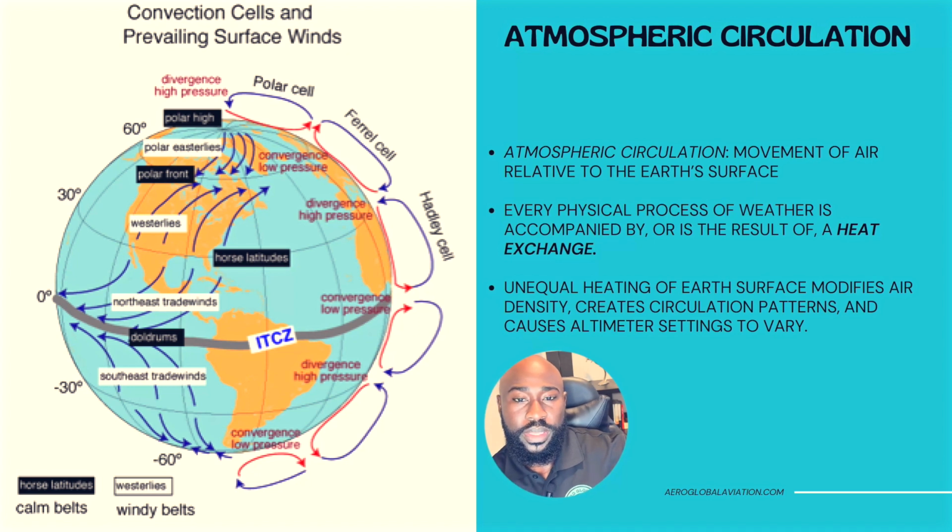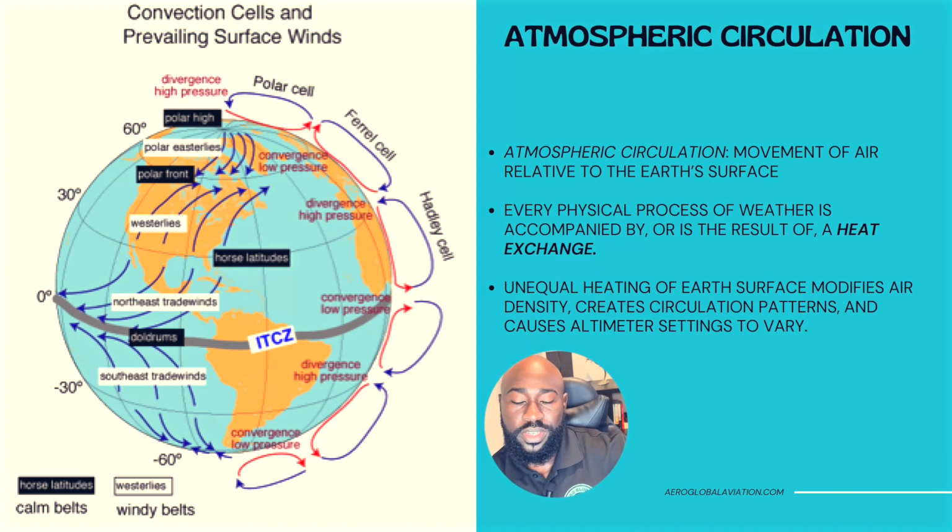So I'll try my best to explain in a way that makes things a little bit easier. On this slide, we have atmospheric circulation, which is a general depiction of how the atmosphere is formed. Atmospheric circulation is the movement of air relative to the Earth's surface. This forms the basis of how weather is formed. Every physical process of weather is accompanied by or is a result of a heat exchange.